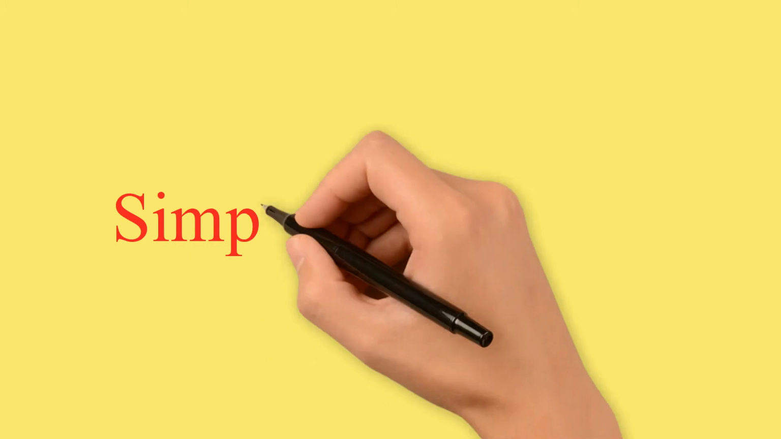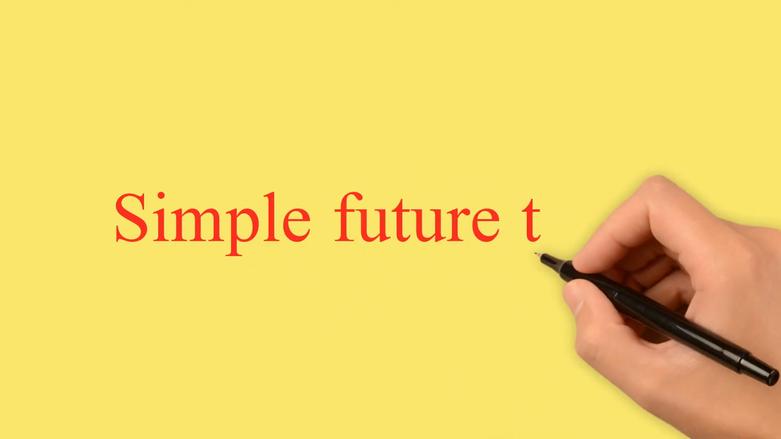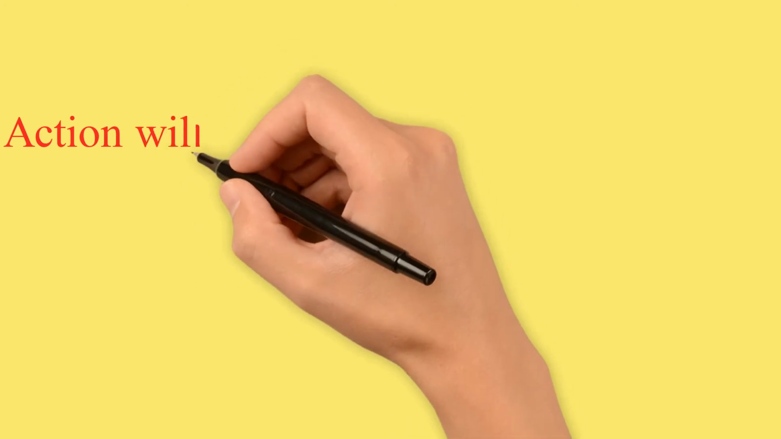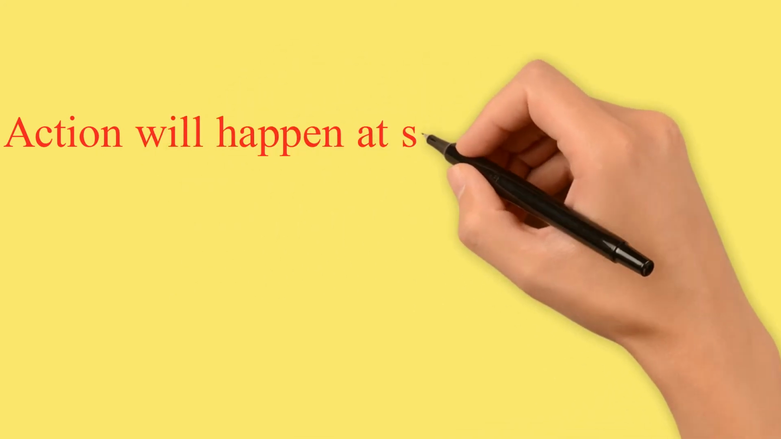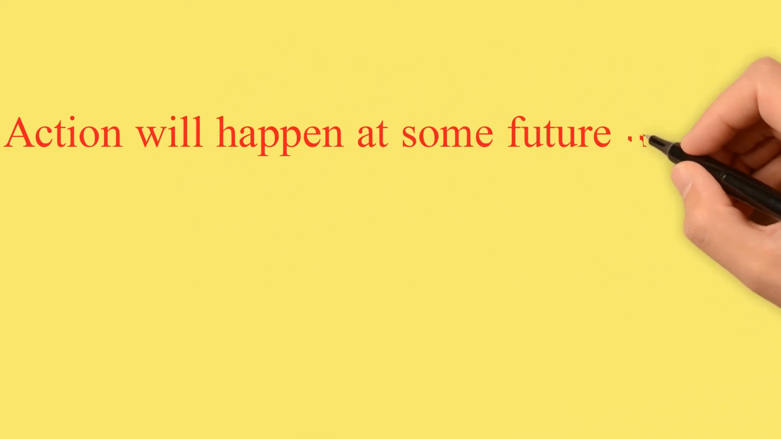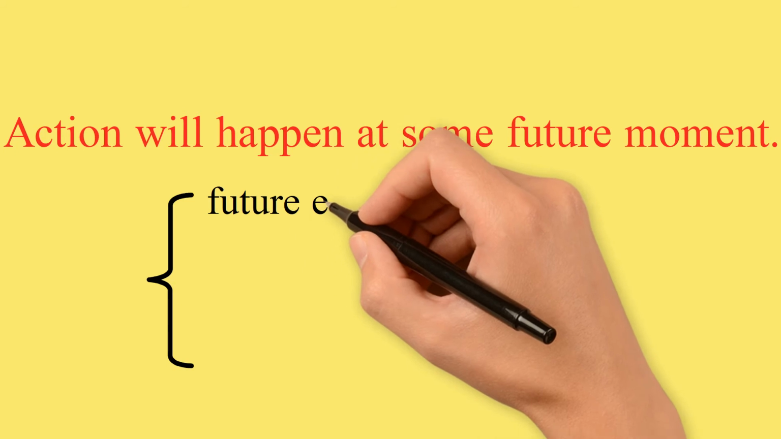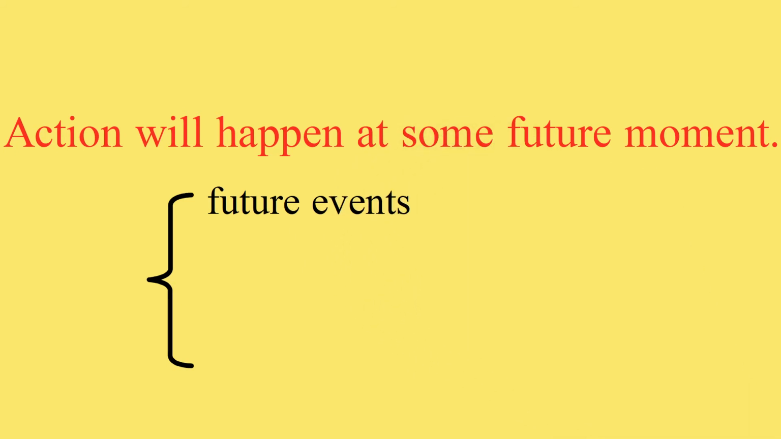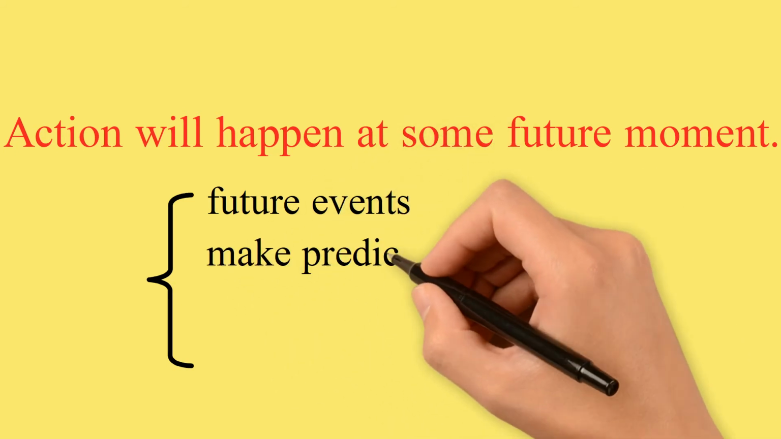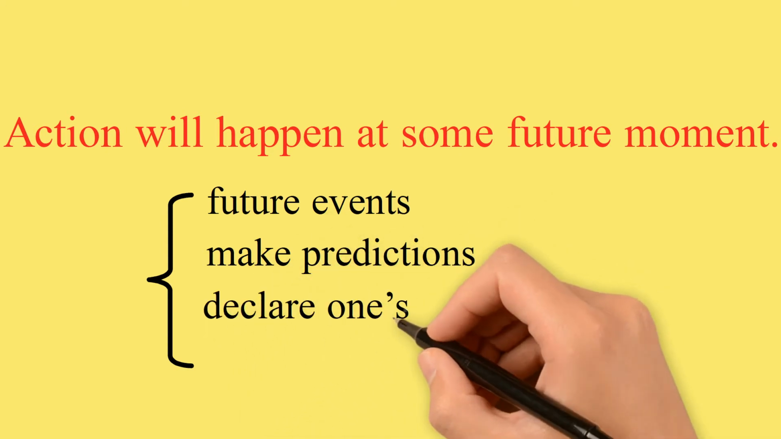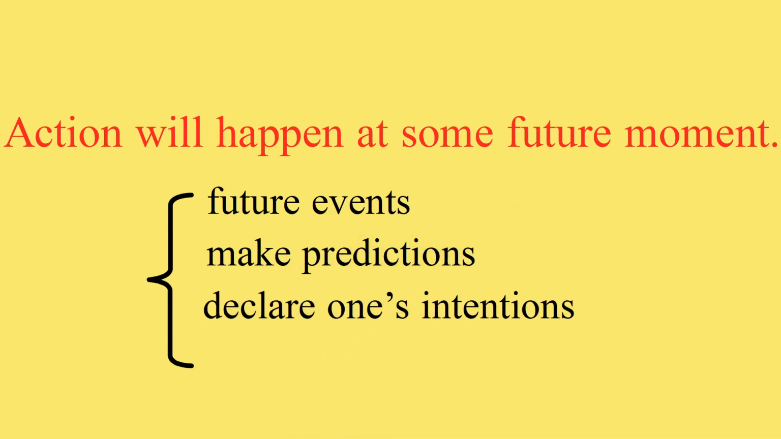Simple future tense. The simple future tense expresses that an action will happen at some future moment. The simple future tense can be used to talk about future events, make predictions, declare one's intentions, and state a spontaneous decision.